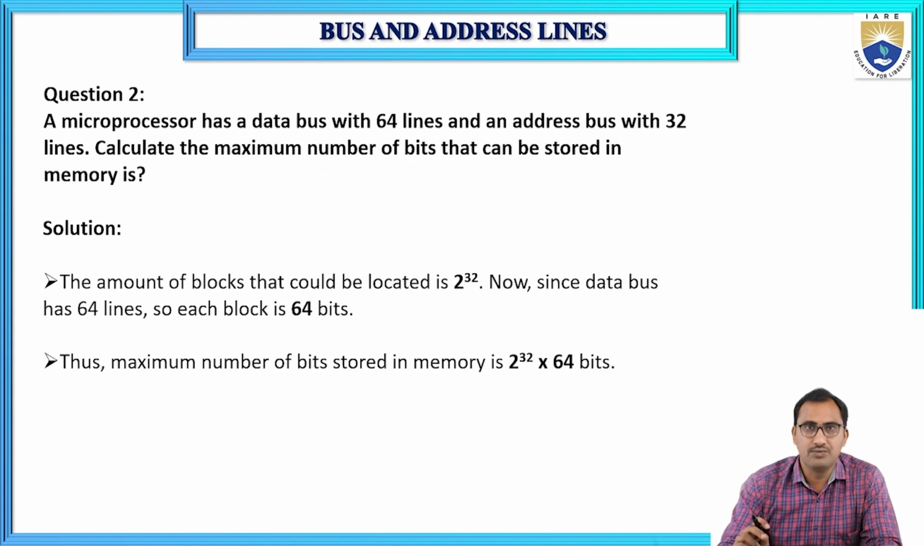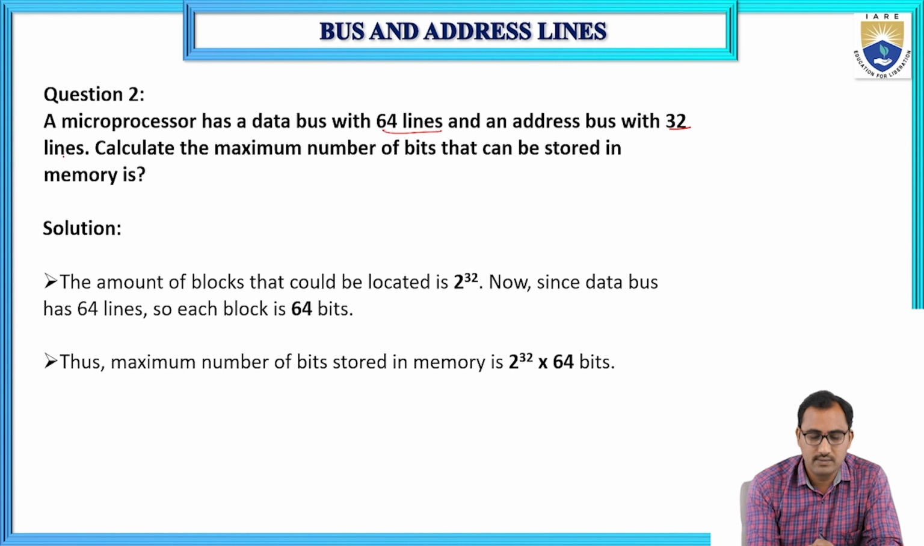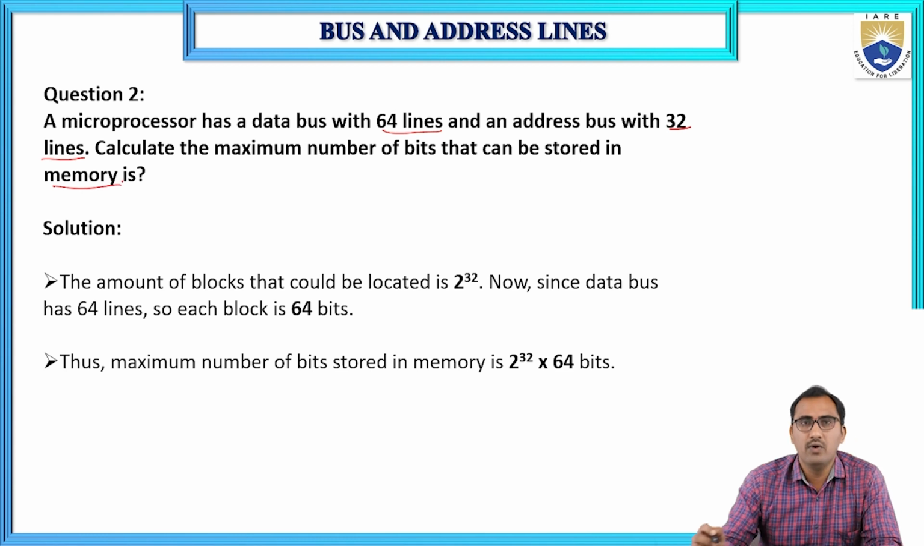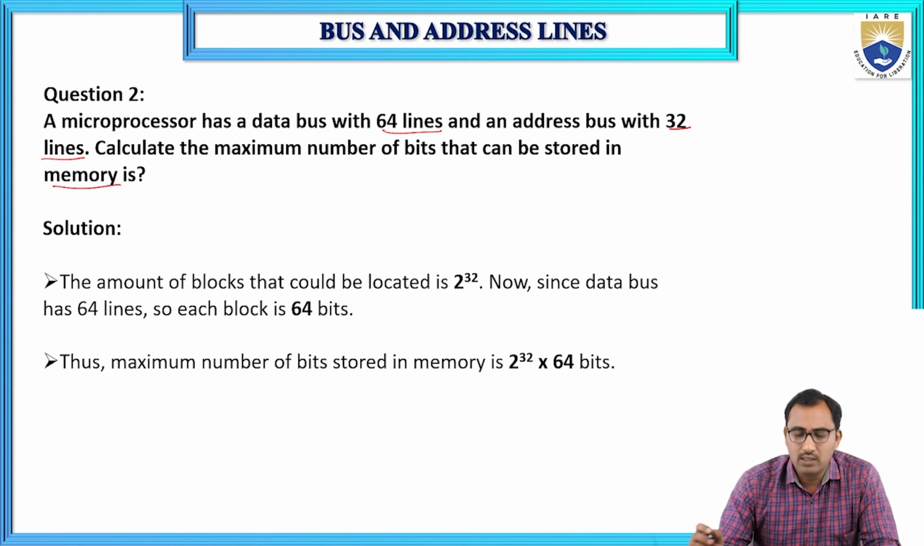Okay. Next one. A microprocessor has a data bus with 64 lines and an address bus with 32 lines. So address lines are 32 and data lines are 64. Calculate the maximum number of bits that can be stored in memory. So we need to find out the maximum number of bits that can be stored in the memory, with data lines of 64 bits and address lines of 32.